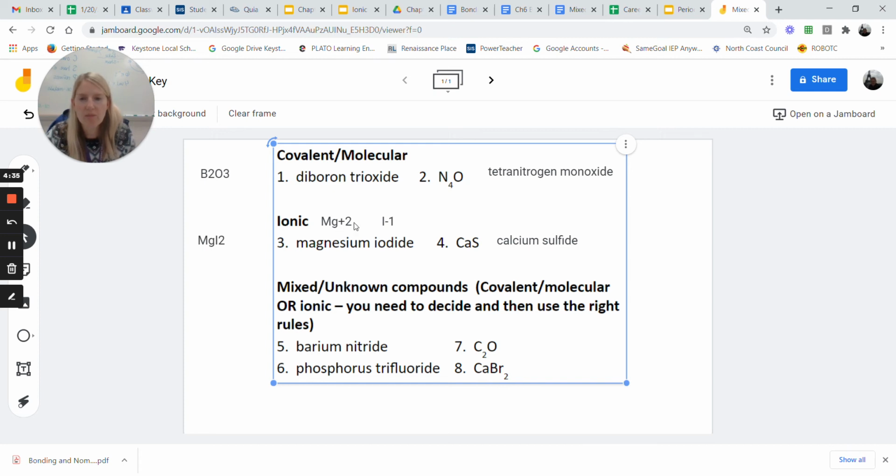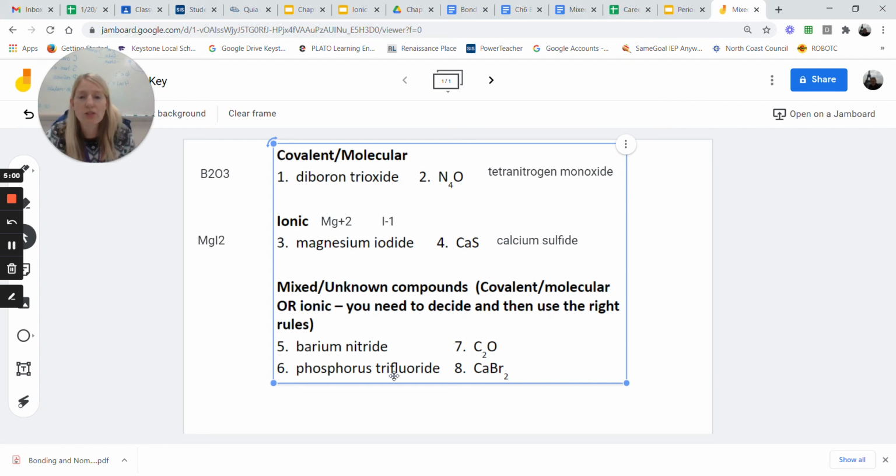Ionic compounds don't use prefixes, again, because they don't need prefixes. They have the charges that we can look at to figure out how many we would need. We can't do that for molecular, so that's why we have to use the prefixes for those. Okay, so in the next section, these were the ones on your quiz that were labeled unknown.